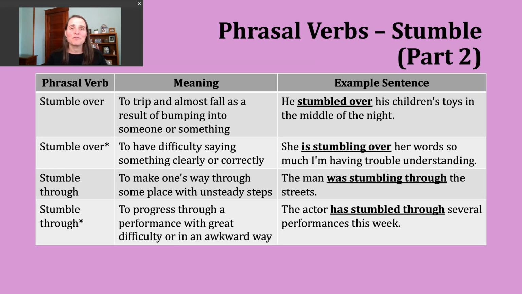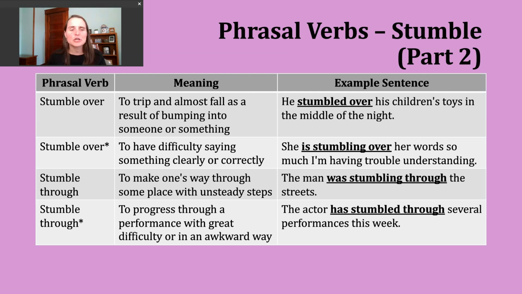Now, the last phrasal verb we're going to discuss today is to stumble through. This can also have a couple meanings. One might be to make one's way through some place with very unsteady steps. An example of this might be, the man was stumbling through the streets. This is an example of past progressive or past continuous.